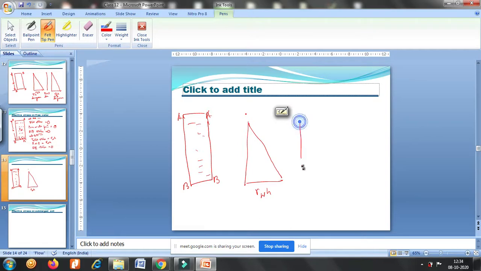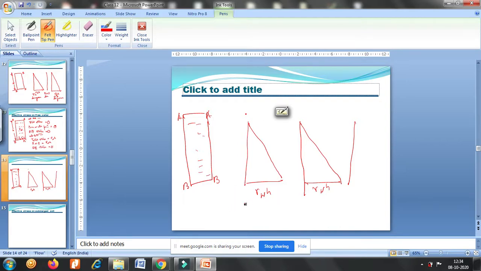Pore water pressure diagram is similar. The pore water pressure at the top is 0, and it varies. So this one is gamma W into H. And the effective stress is 0 at the top as well as the bottom. So the effective stress is equal to 0. So this is the diagram for the stress given by the free water.